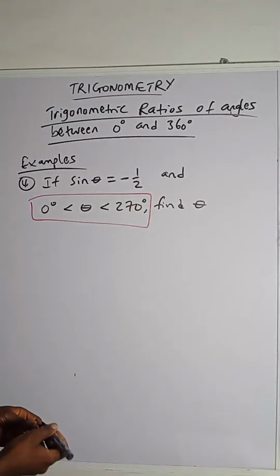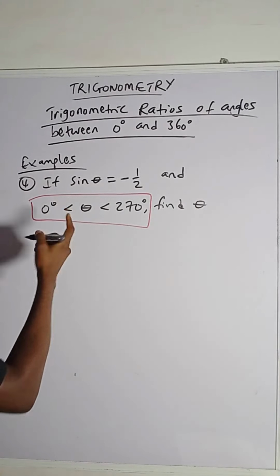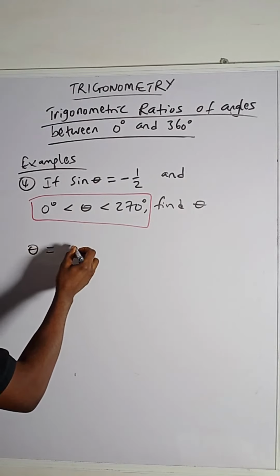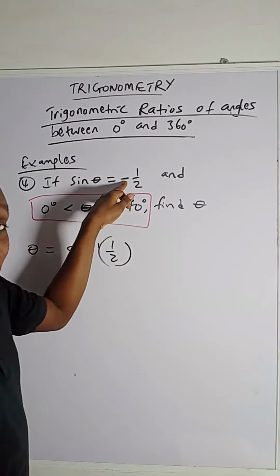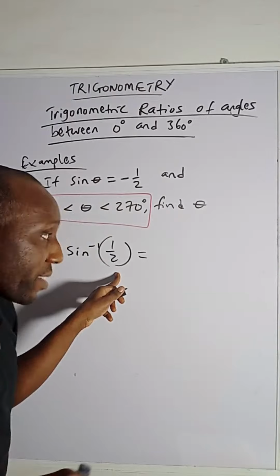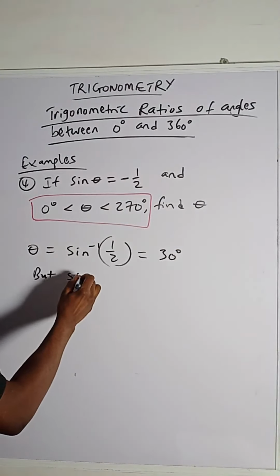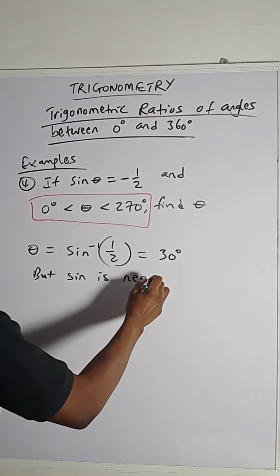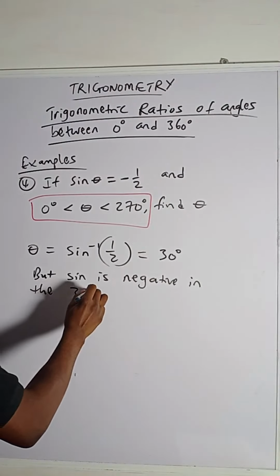It's 30 degrees. So first of all, let's get the angle first. The sine inverse of 1 over 2. Let's disregard this negative sign first. The sine inverse of 1 over 2 is 30 degrees. But sine is negative in the third quadrant.